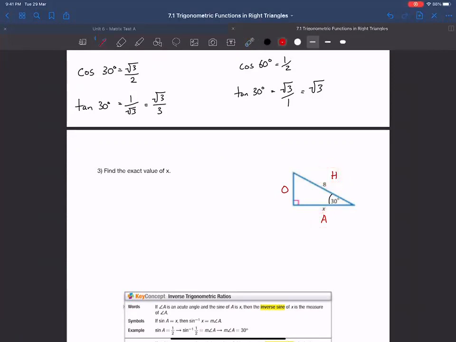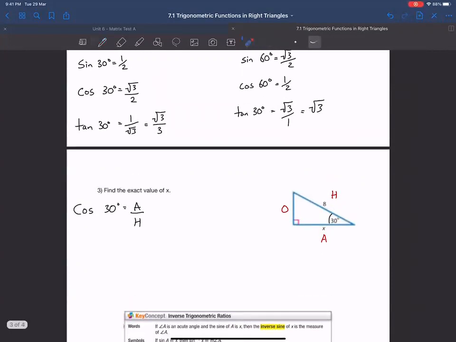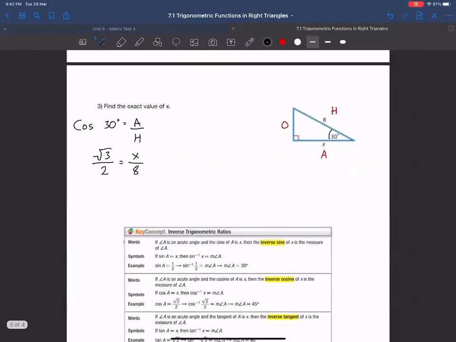So I can say here that I know my cosine of 30 degrees is equal to my adjacent divided by my hypotenuse. And I'll fill in what we know. We know from above that my cosine of 30 degrees is root 3 over 2. So we can replace that on the right and the left-hand side. And on the right-hand side, my adjacent is x, and my hypotenuse is 8. And so now we want to solve for x.